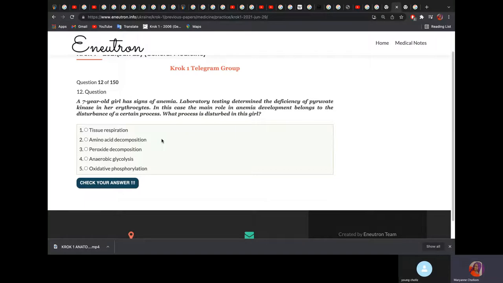Because red blood cells don't have mitochondria, so they cannot perform aerobic respiration. Now, if this person has pyruvate kinase deficiency, we know that the red blood cell gets energy via anaerobic glycolysis, because they don't have mitochondria, so they cannot do aerobic. Because this person has pyruvate kinase deficiency, this person cannot convert phosphoenolpyruvate to pyruvate. So this red blood cell will not have energy and will not perform anaerobic glycolysis.